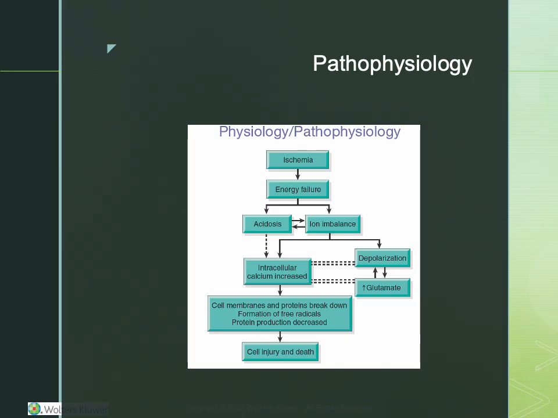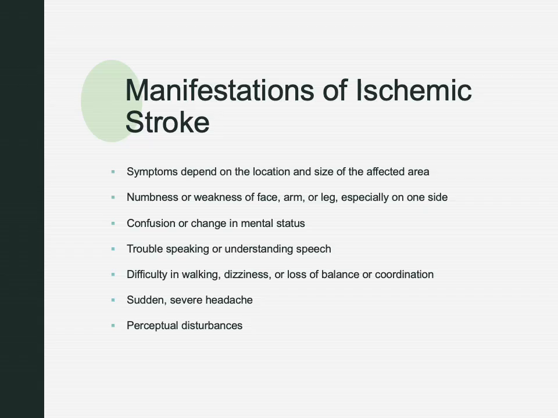Pathophysiology of the ischemic stroke, we're not going to get into the weeds of that, but there you have it. Manifestations of ischemic stroke depend on the location. Based on where the problem is and what that part of your brain controls is how you're going to see the manifestations or symptoms. Often you will see numbness or weakness of the face, arm, leg, especially one side. Confusion or change in mental status, trouble understanding speech, difficulty walking, dizziness, loss of balance or coordination, sudden severe headache, or perceptual or visual disturbances.